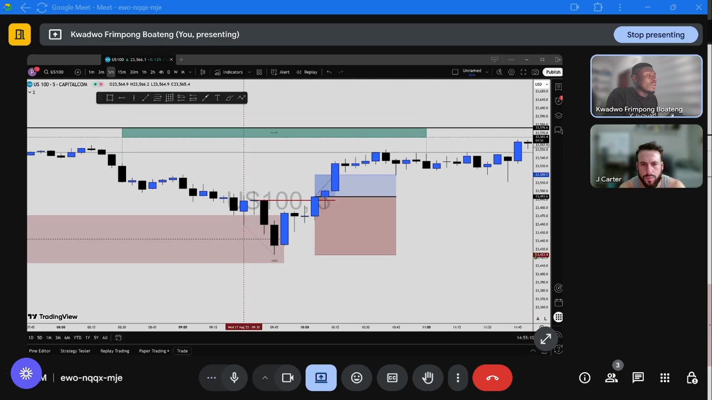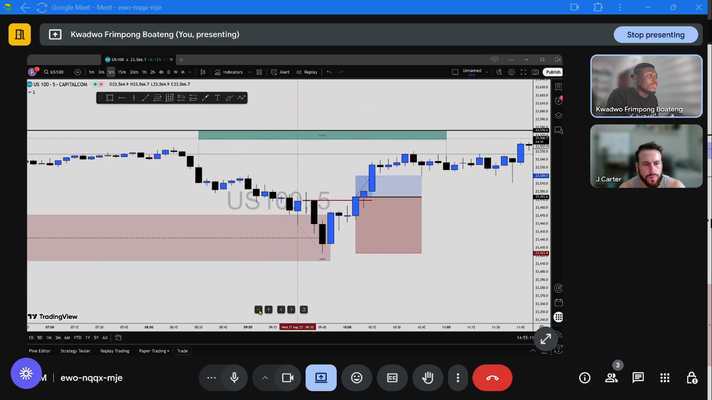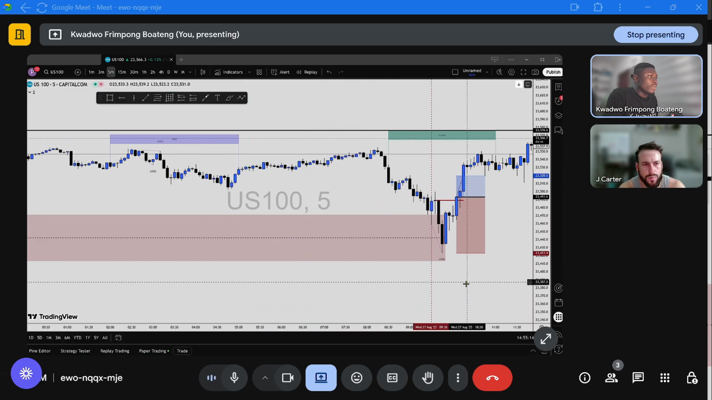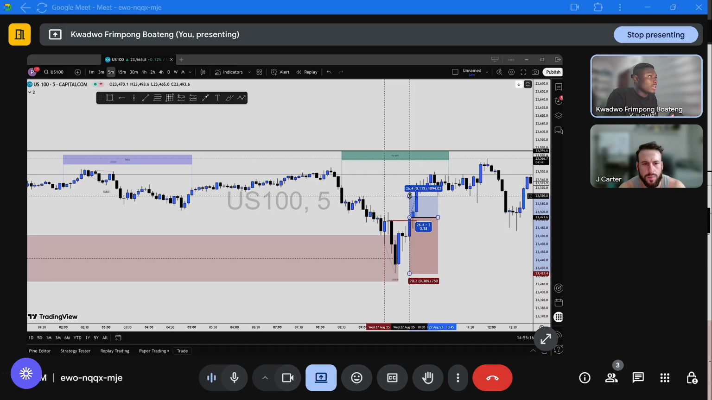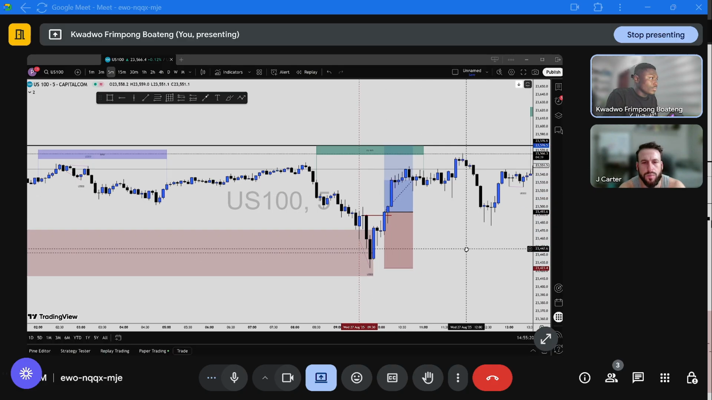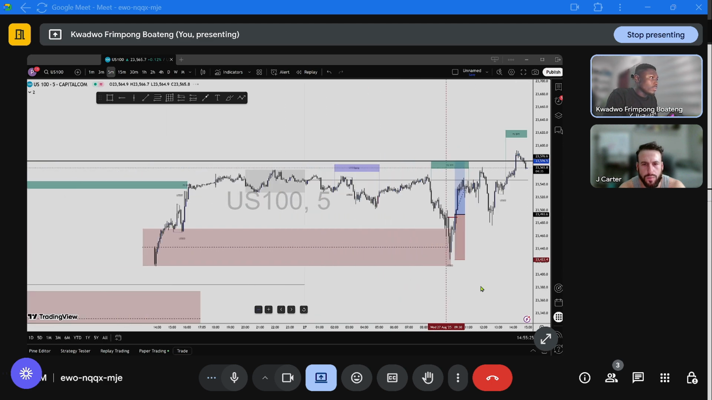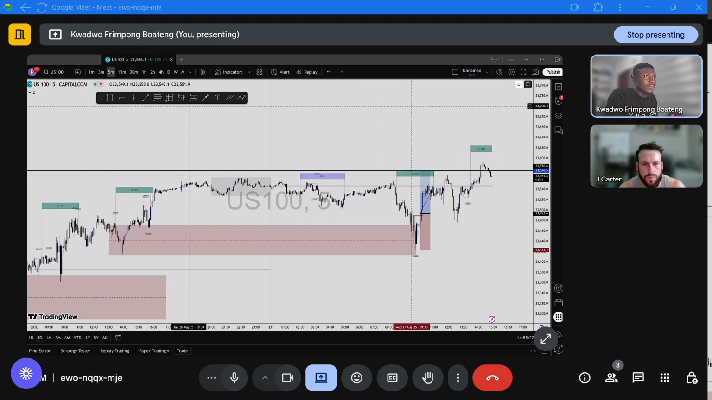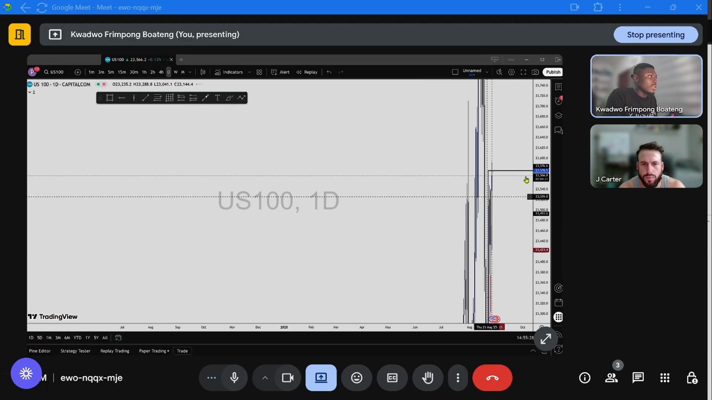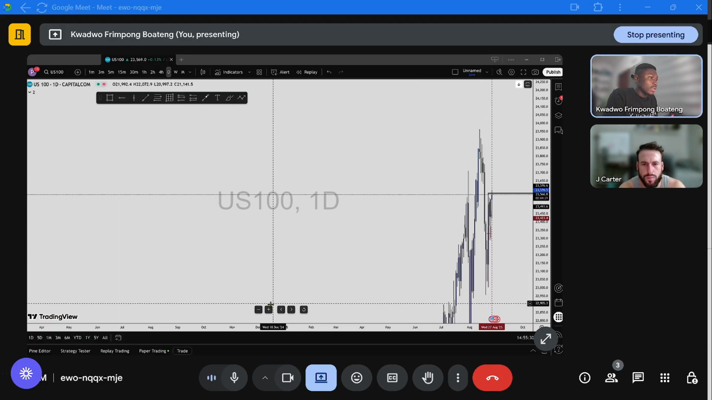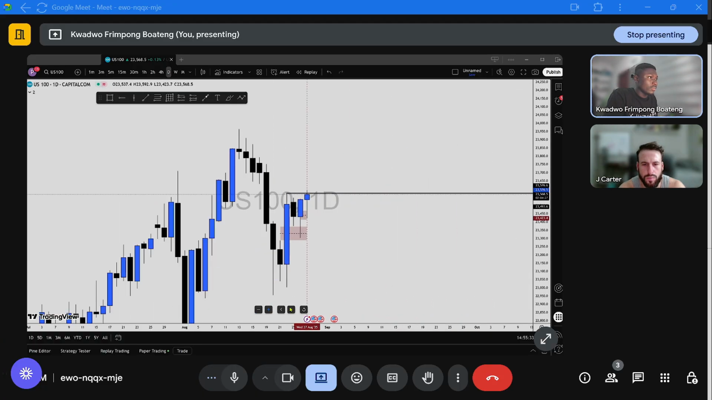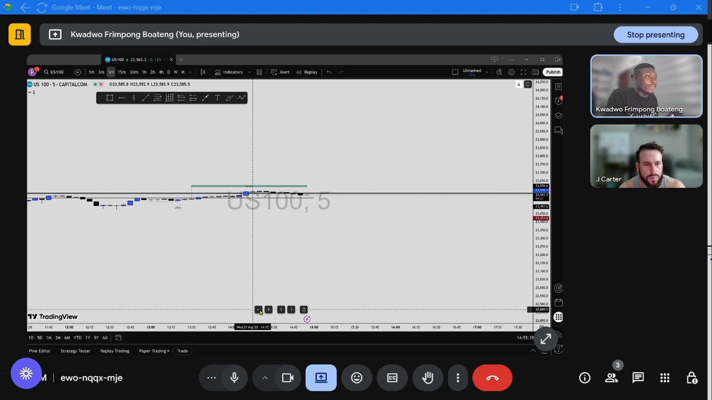So this will be our M5 entry after our change in state of delivery after manipulation. So our target, low hanging fruit target is here. That's our low hanging fruit target. And that has been hit. Go to the daily. Like I said, that's our low hanging fruit target. This high. That's what we'll be targeting. So back to the M5.